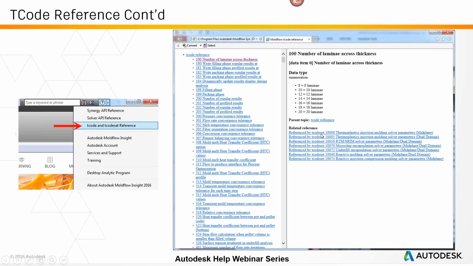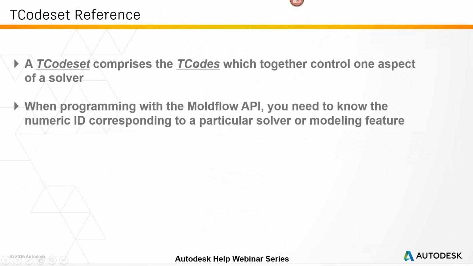And you see that these are all in a T-code set. Now, a T-code set is the combination of the T-codes that's utilized to run whatever that process is. So if I choose injection molding for thermoplastics, that has a bunch of T-codes that all together will form a T-code set that the solver needs in order to run the software. Because it needs to know, for instance, how many layers through the thickness for a dual domain model I have. It needs to know if I'm doing intermediate results or profiled results. And all those T-codes comprise the T-code set that makes the solver able to run.